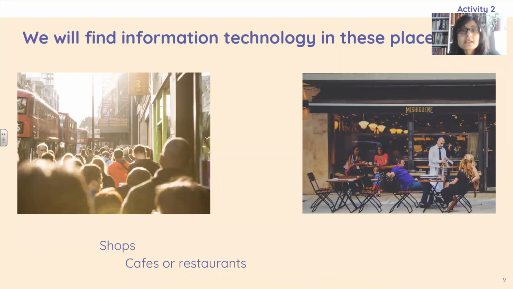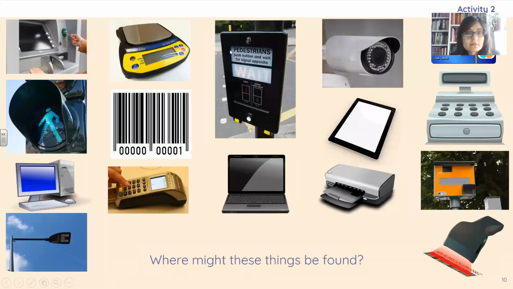We will find technology in these places. So you've got the street and you've got the shops and cafes. Now, where do you think we might find these items? We have an ATM machine, a cash point where you can withdraw money. You've got the traffic light, a laptop, street lighting, card machine, a barcode, speed camera. Right, let's find out where we will find these.